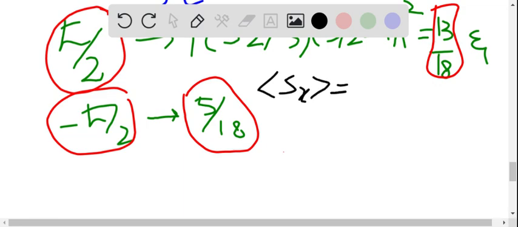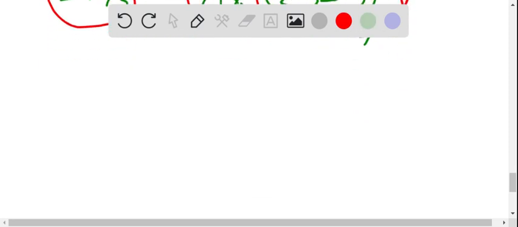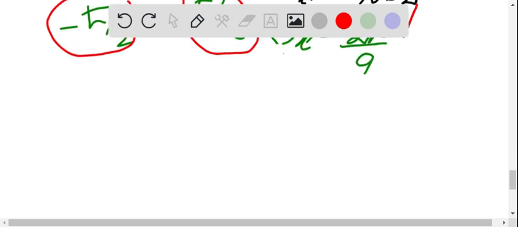S_x expectation is equal to chi dagger S_x chi, right? So we are going to follow the same procedure that we did for S_z, and that's very simple. I'm not going to do it again. You can do it on your own, and when you simplify it, you will get that the expectation value of S_x is equal to 2ħ divided by 9, right? So this is the complete solution for part c.